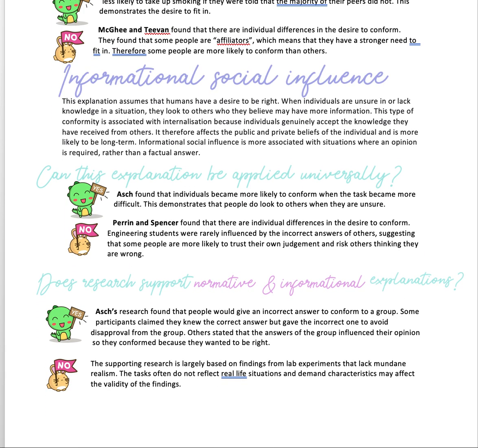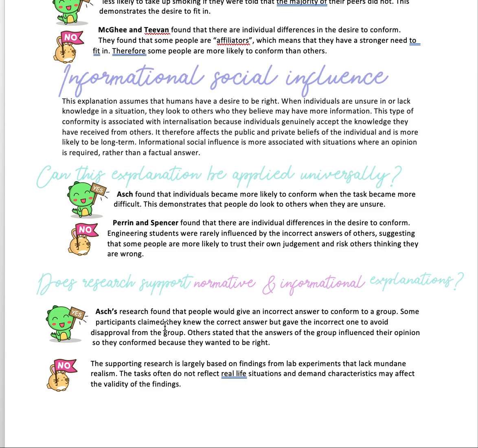And then, if there was a situation where there was a 16 marker and you needed a second evaluation point for either of them, you can use Asch's research again. The difference between these two points is this one's about the evidence from the task difficulty variable. This one is about the follow-up interviews with the participants when Asch asked them why they conformed.